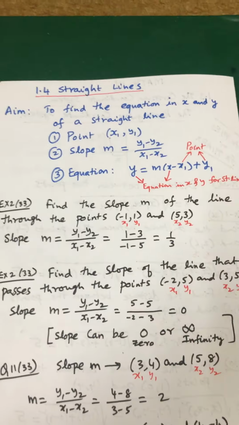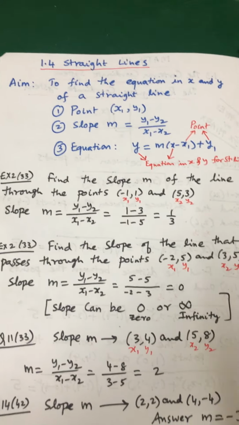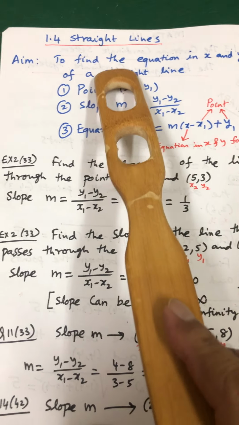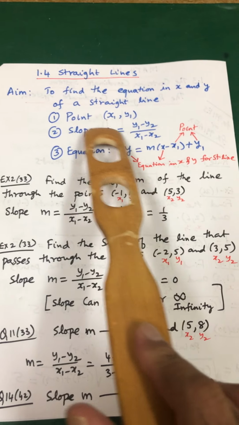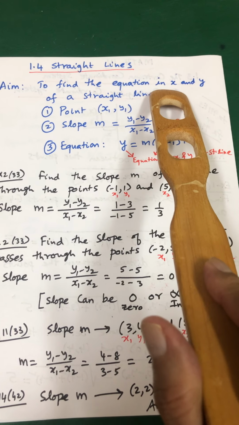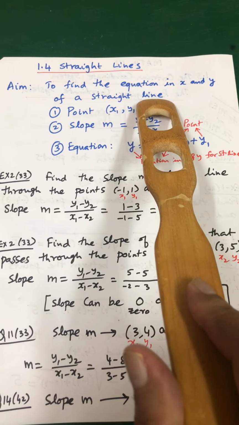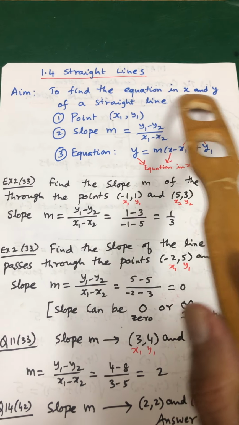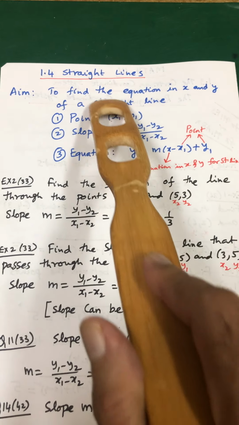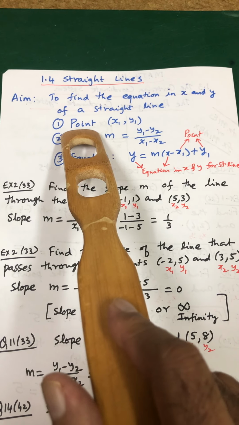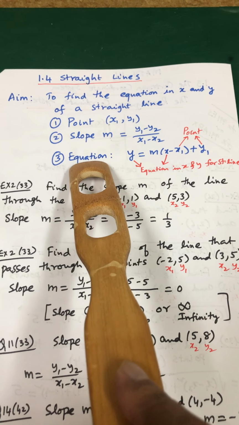The next part of the lesson is straight lines. The aim is to find the equation of the straight line, the equation in x and y. So in the answer, x and y will remain as they are. To find the equation, you need 3 things: point, slope and equation.